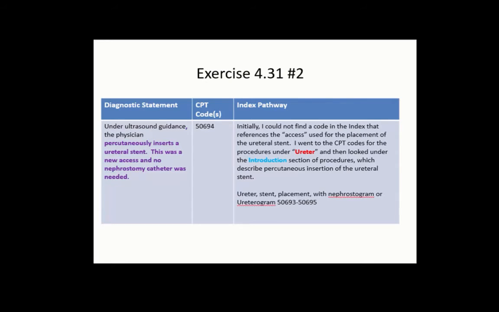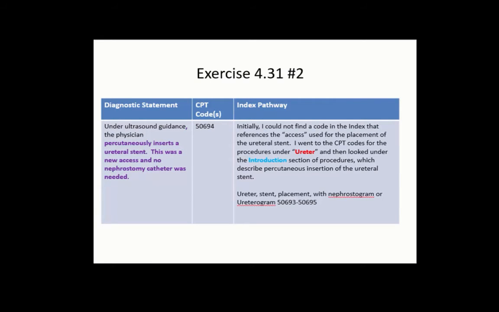When I took that code and found it, I went back to the index and thought, well, how could I have looked this up using the index? I could get as far as the ureter, the stent, and the placement, but the code range there, the descriptor in the index, is with nephrostogram or ureterogram. Both of those I think of as an X-ray procedure and not an ultrasound procedure. So that's why I didn't go to either one of those.